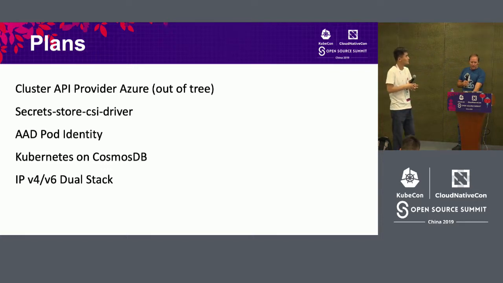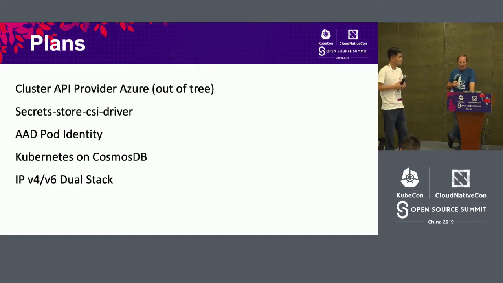So what is it that we're planning to do next? We're bringing things out of tree. The out of tree cloud provider is the largest piece of work that we need to do. We need to finish that work. It's a very large project. It also includes a couple of different projects, such as the CSI drivers for AzureDisk, the CSI drivers for AzureFile, the cluster API provider, and the cloud provider Azure.